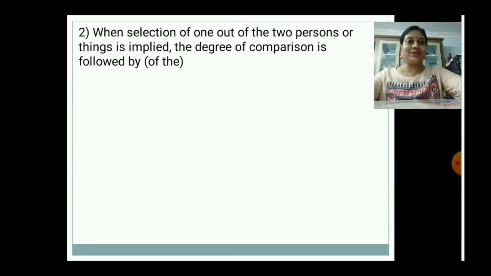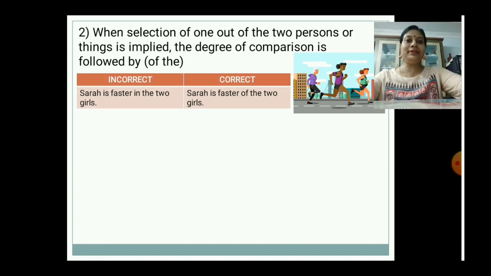The second situation is when selection of one out of two persons or things is implied, the degree of comparison is followed by of the. For example, Sarah is faster in the two girls. Here Sarah is compared with two girls. So in place of in the, we will use of the. Sarah is faster of the two girls.